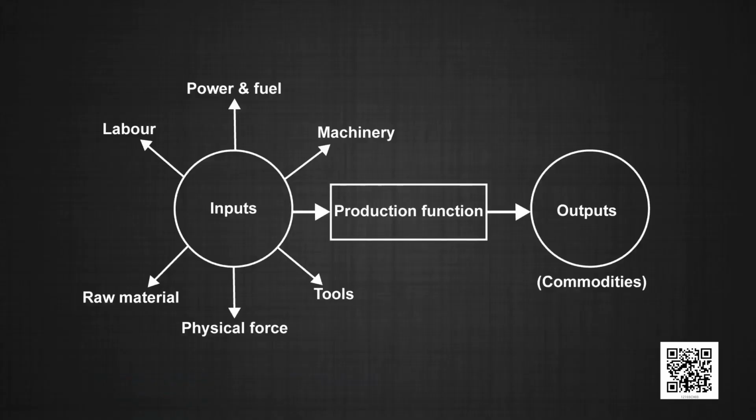Changes in the total output by changing all inputs are possible only in the long run, whereas changes in the total output by varying the amount of a single input may be possible even in the short run. On this basis, it is common to discuss production functions over the short run and long run.